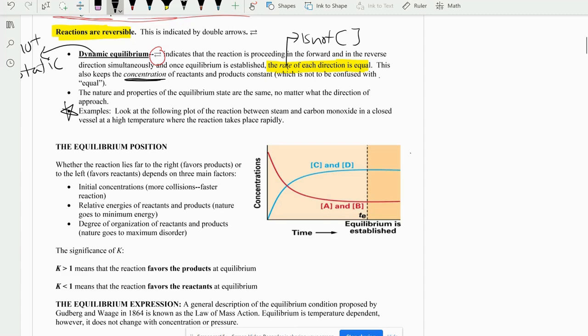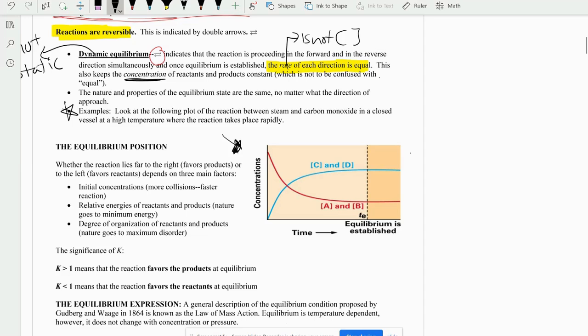It says, look at the following plot of the reaction between steam and carbon monoxide. It looks like this is happening in a closed vessel at a high temperature. Okay, so take a look at this plot, and actually it is right here. It's not right next to it, so I apologize.